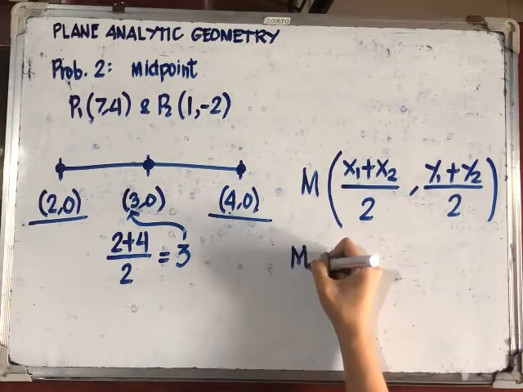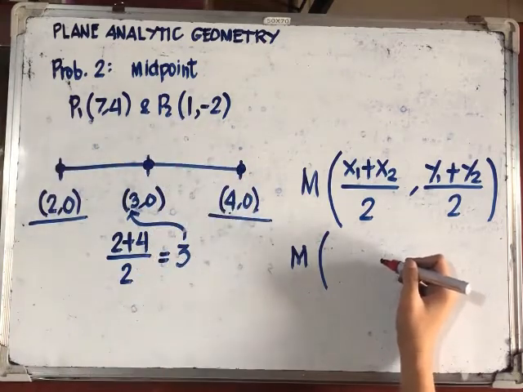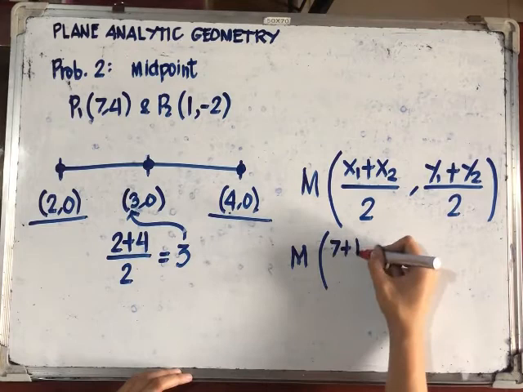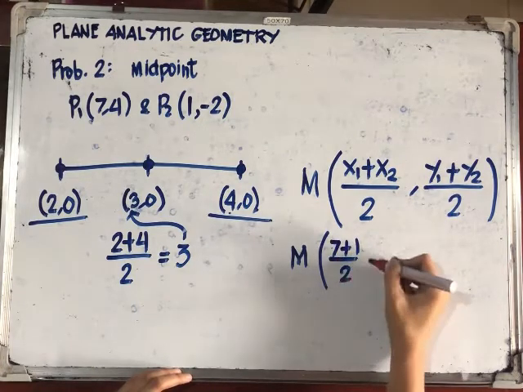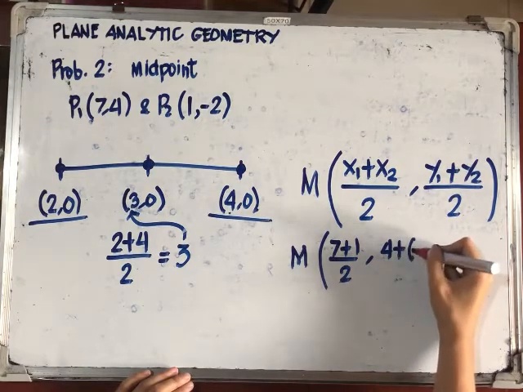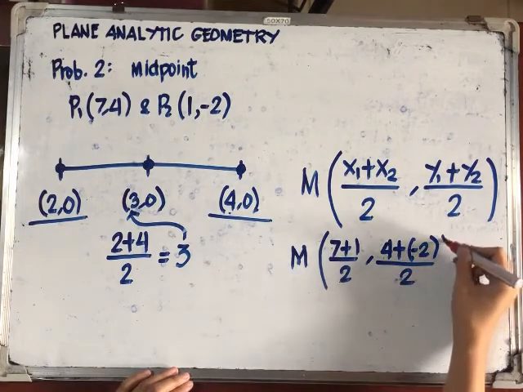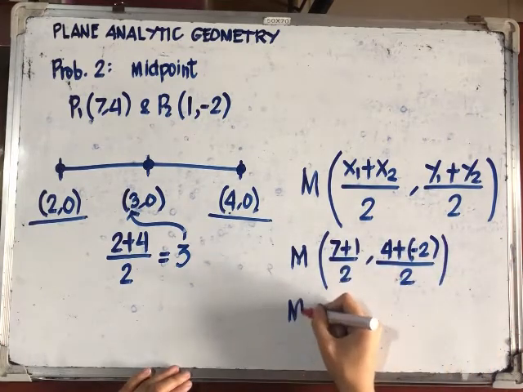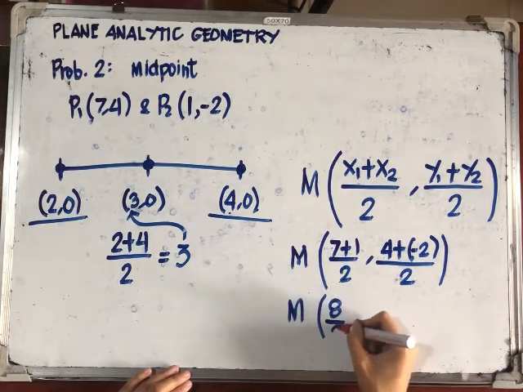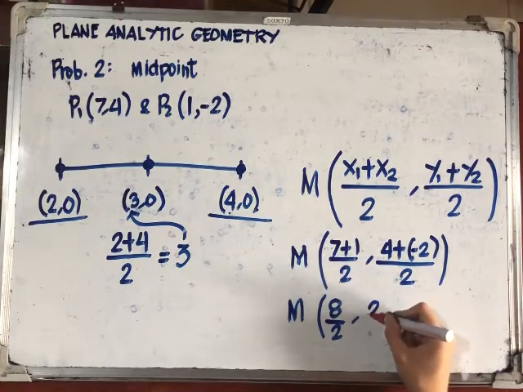Okay, so now we get our x1 and x2. Let's have this as 1 and this as our subscript 2. We have (7 plus 1) divided by 2, comma, (4 plus negative 2) divided by 2. Okay. So this becomes 8 over 2, and this becomes 4 minus 2 is 2 over 2.